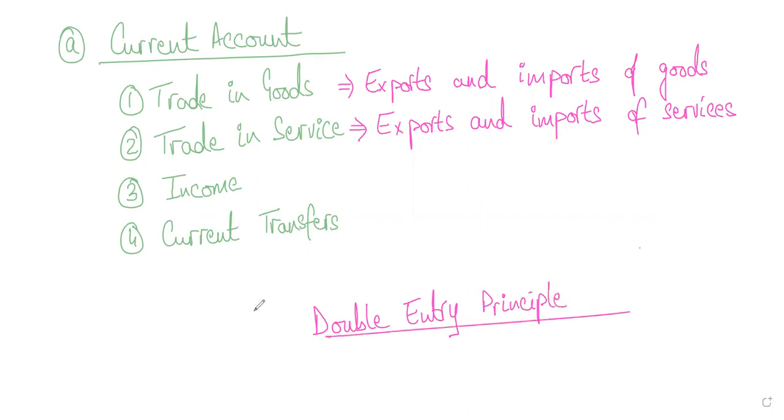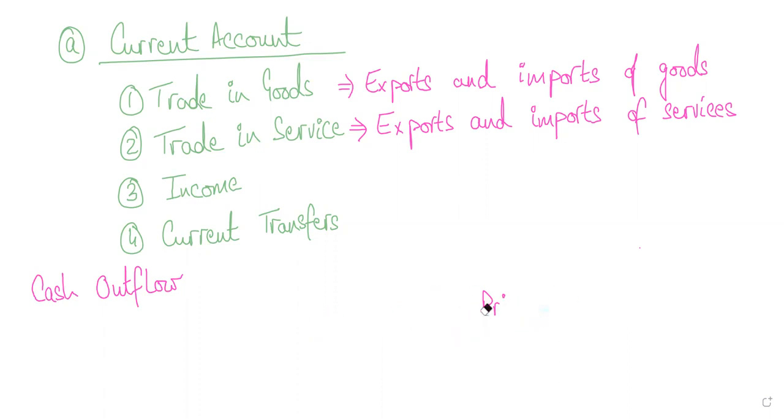Okay. Now the thing is, the two sides need to be recorded, right? The two sides need to be equal. Now think about this. When you export anything, now listen to this very carefully. When you export something, that results in cash inflow. As far as the balance of payment is concerned, every transaction is looked at whether the money is coming into the country or whether the money is going out of the country.